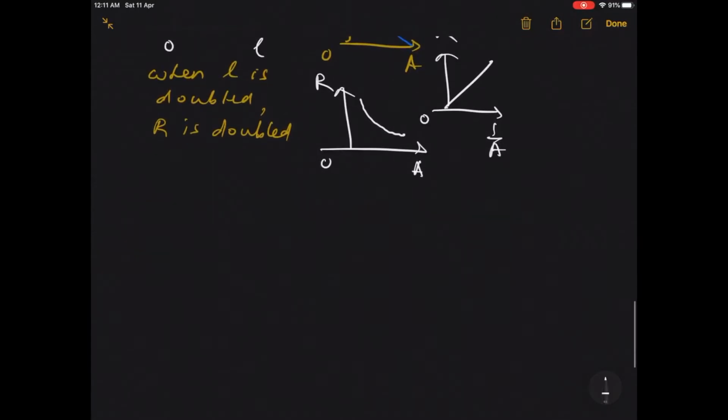And the third factor will be R depends on the type of material.